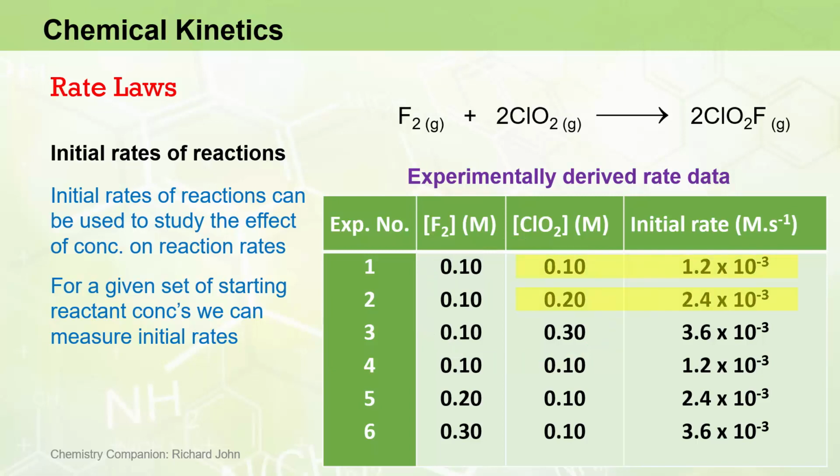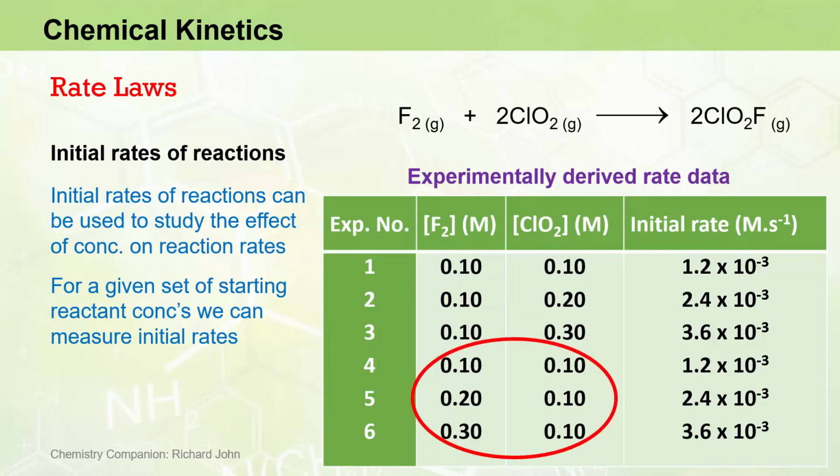We can see that as the concentration of ClO2 was doubled, comparing the results from experiments 1 and 2, the rate of reaction also doubled, and when the concentration of ClO2 was tripled, comparing experiments 1 and 3, the rate of reaction also tripled. This suggests that the rate of reaction is linearly proportional to the concentration of ClO2, and we can represent that with a mathematical statement, rate is proportional to ClO2 concentration, at the bottom left of the screen.